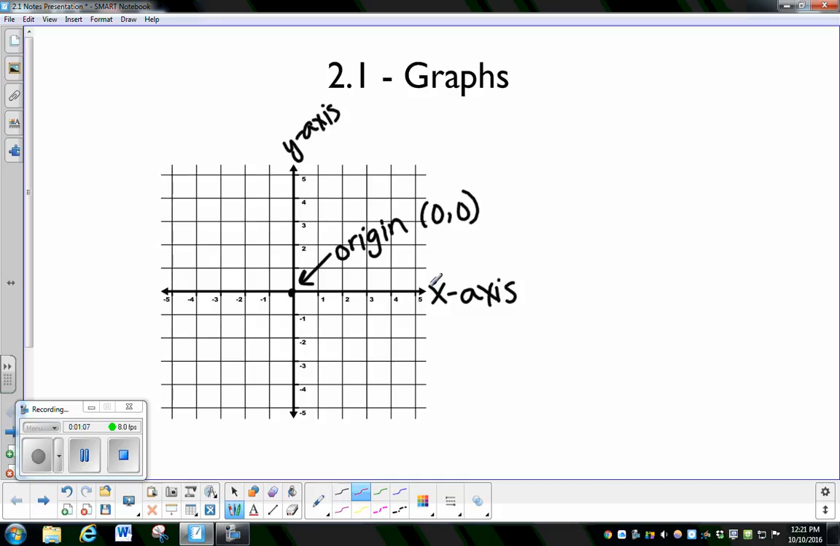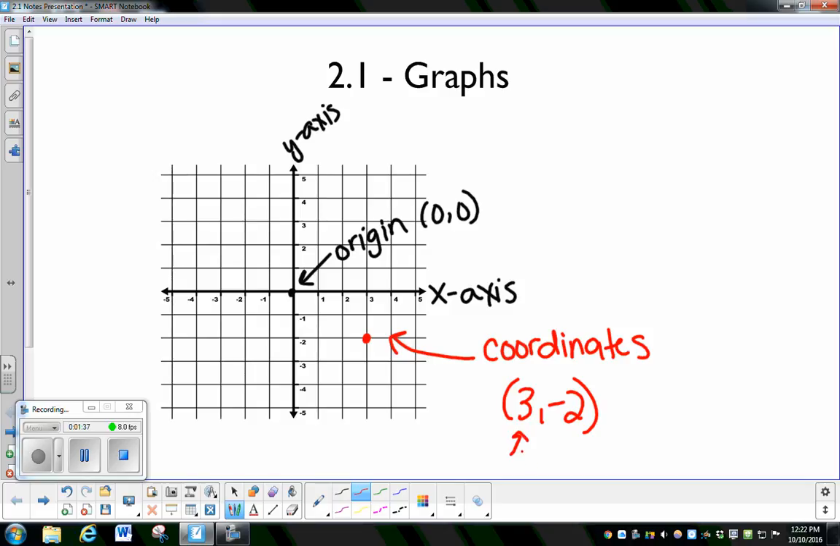So let's talk about when we put a point on our axis. For example, we're going to plot the point 3, negative 2. So I'm going to go over to 3 on my x-axis, negative 2 on my y-axis. We call that a coordinate point, and it has two coordinates. The point is 3, negative 2. That's how we write it in parentheses.